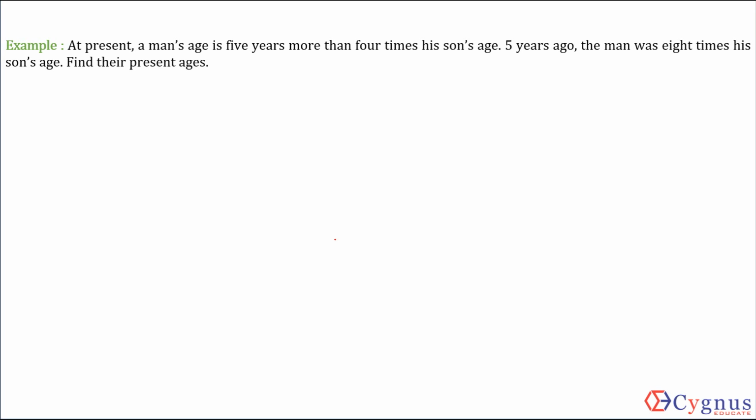At present, a man's age is 5 years more than four times his son's age. 5 years ago, man was eight times his son's age. Okay? So, man and his son. A man's age is 5 years more. Let's assume that man is X years old, son is Y years old, and man is 5 years more than four times the son's age. So I need to compare X and 4Y. Are they equal?